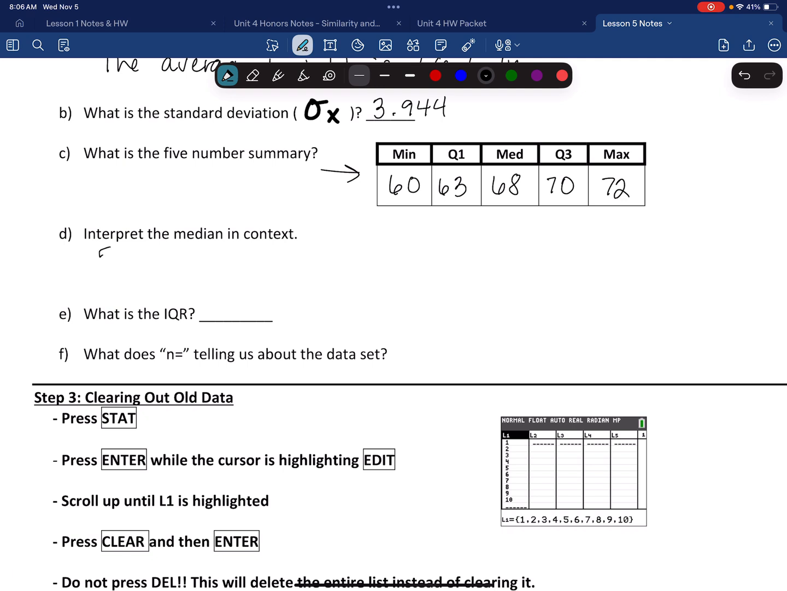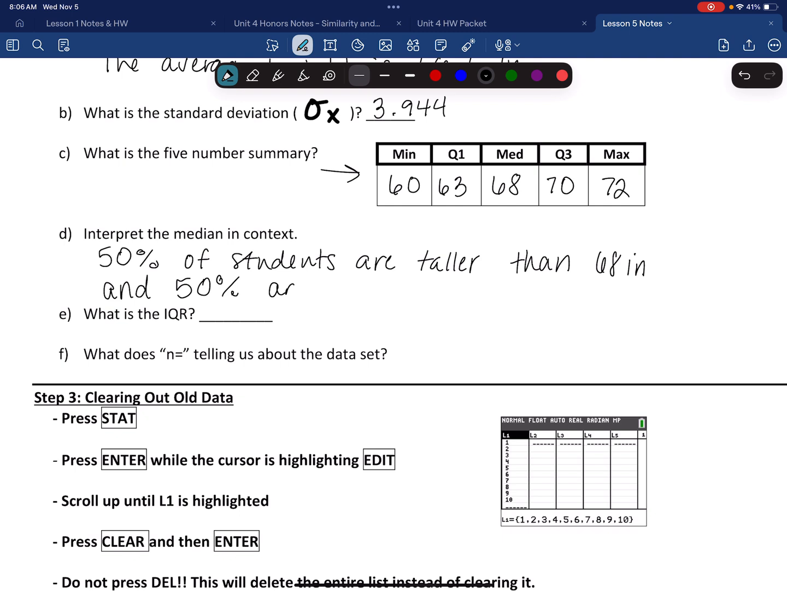To interpret the median, that is 68. So remember, that's our middle. So 50% of students are taller than 68 inches, and 50% are shorter. Our IQR, remember, is Q3 minus Q1. So we just take 70 minus 63, and that gives us 7.